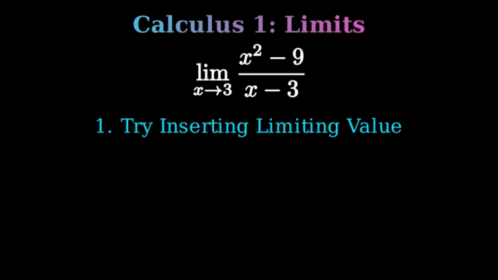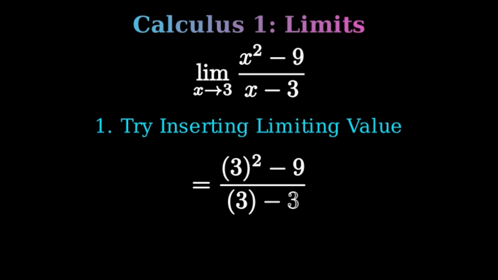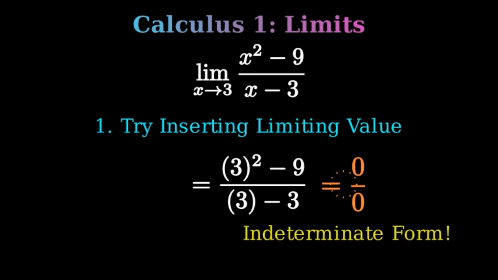Well, if we do that in this problem, we'd get 3 squared minus 9 over 3 minus 3. Now, unfortunately, 3 squared is 9, 9 minus 9 is 0. We'd get 0 over 0, which we call in calculus the indeterminate form. So that means this one is not going to work by inserting the limiting value, okay?